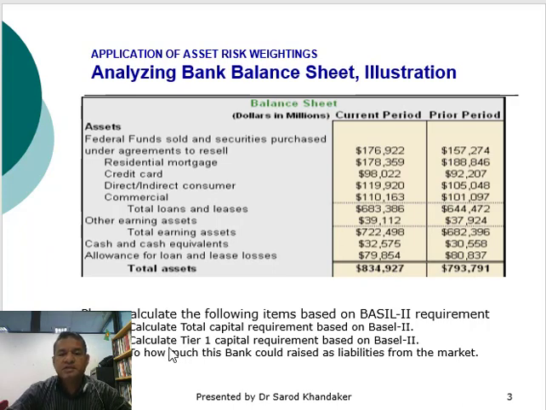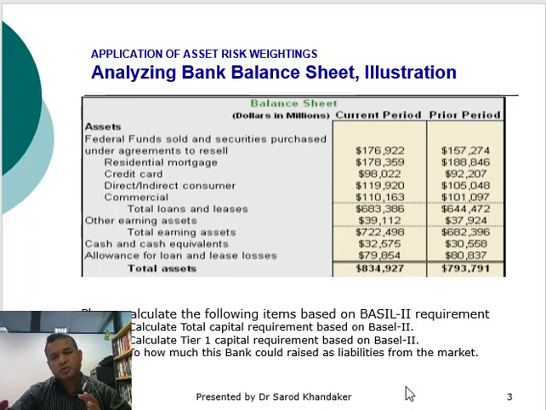Number one is calculate the total capital requirement on Basel II. Question 2 is calculate Tier 1 capital requirement based on Basel II. And third is how much this bank could raise as liability from the market.